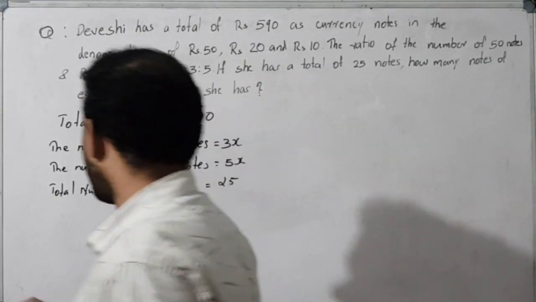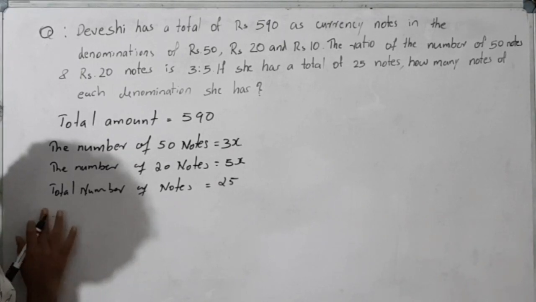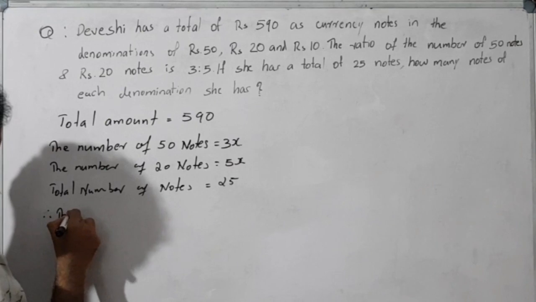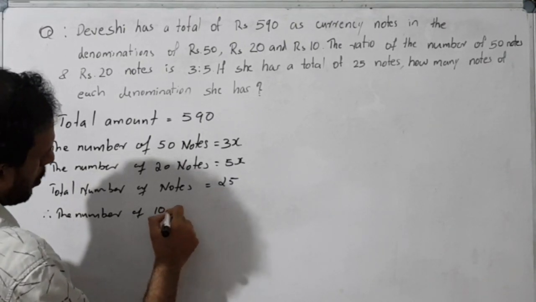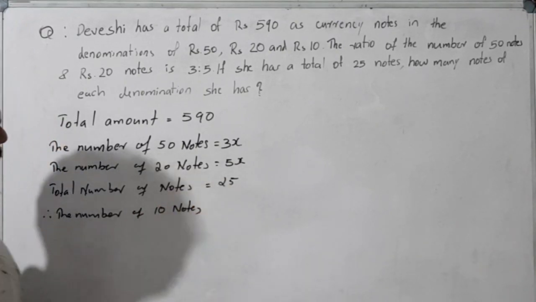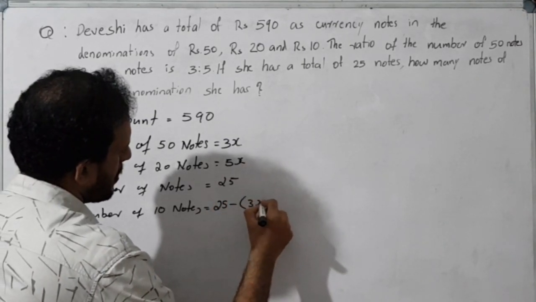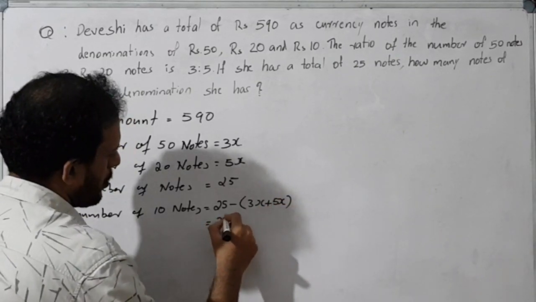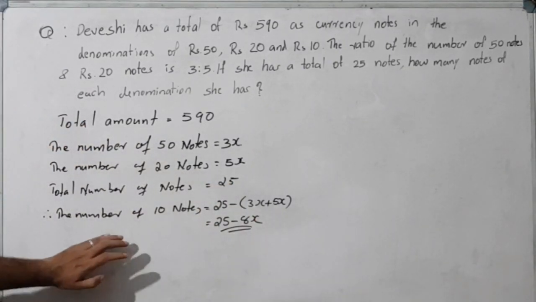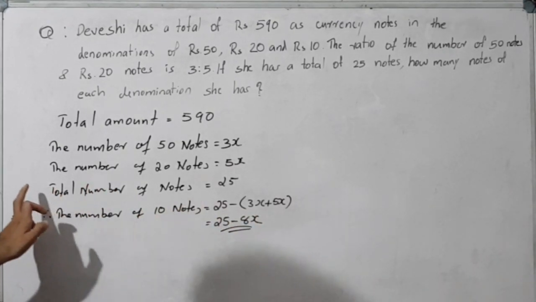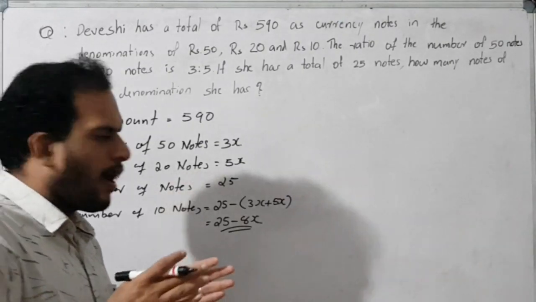So the next step is that one. Therefore, the number of 10 rupee notes is equal to 25 minus 3x plus 5x. 3x plus 5x is equal to 8x. It's not possible to subtract further, so the number of 10 rupee notes is equal to 25 minus 8x. The number of 20 rupee notes is equal to 5x. The number of 50 rupee notes is equal to 3x. Now we got the number of notes, correct?